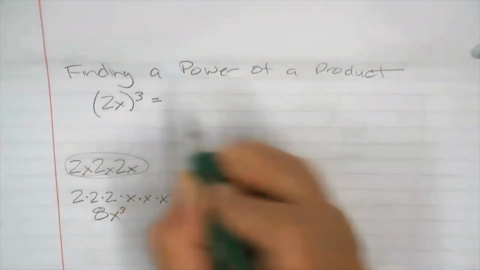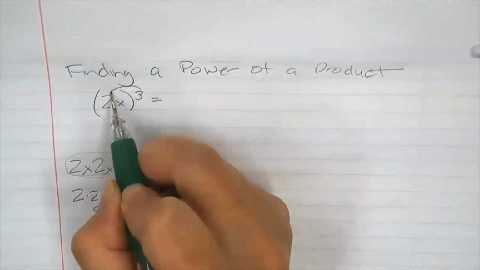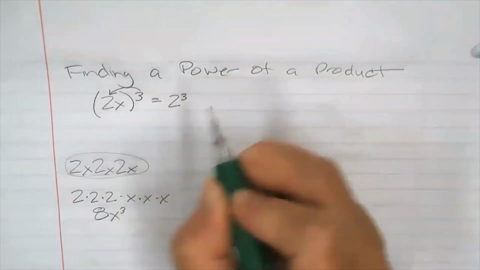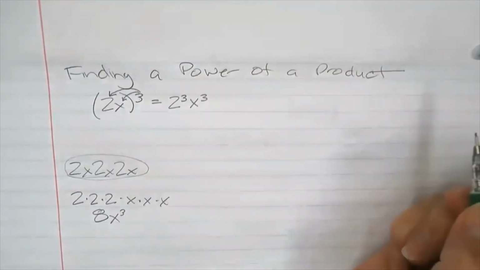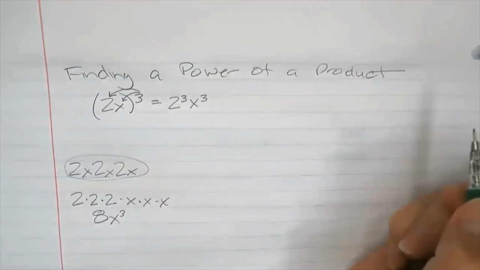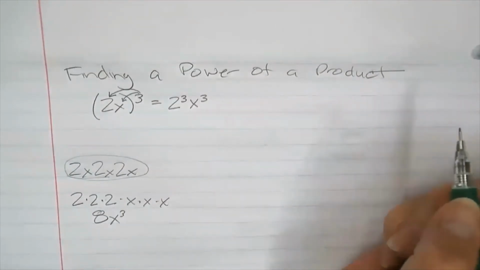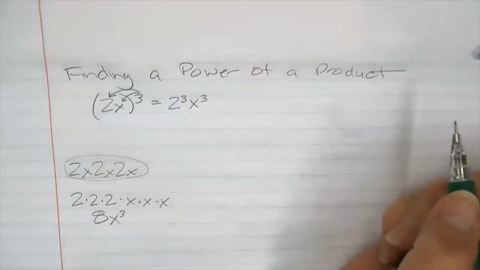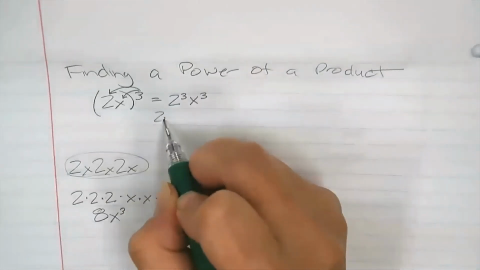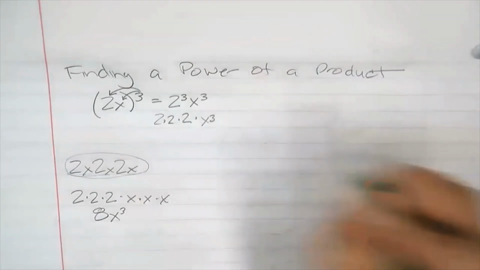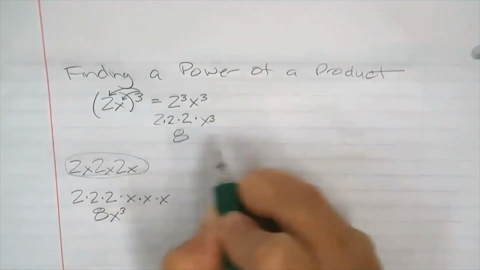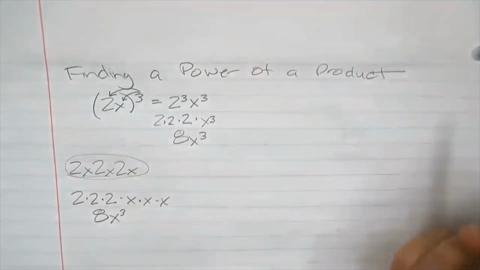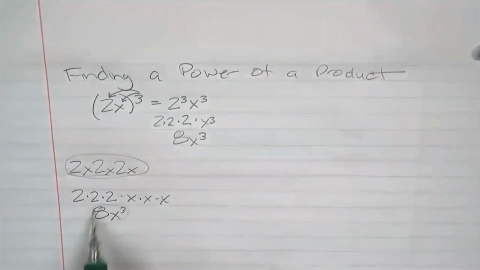Well, this is kind of like the distributive property. This is 2 to the third power, and this is x to the third power. So this is 2 times 2 times 2 times x to the third power. What is 2 times 2? 4 times 2 is 8, x to the third power. And that's exactly what we got here.